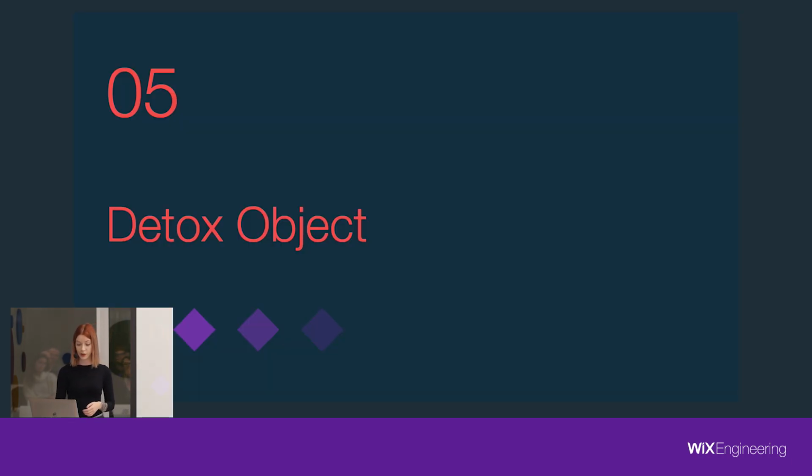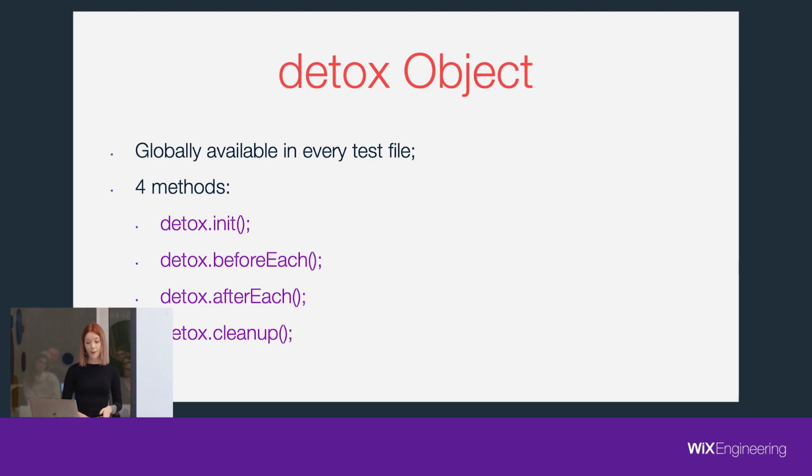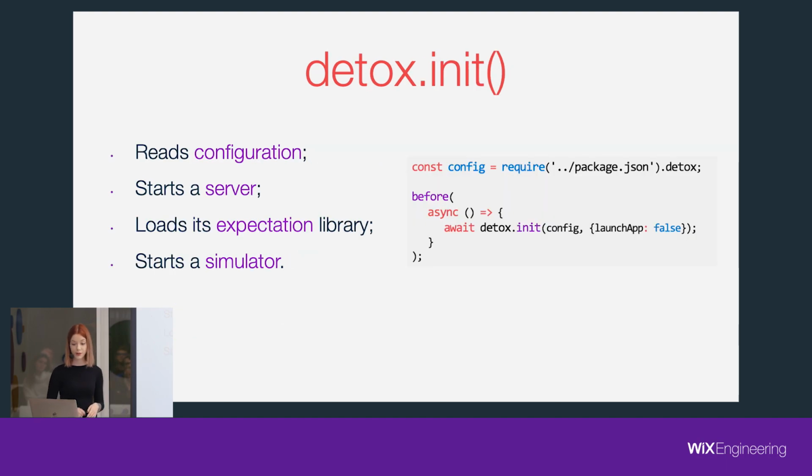So I'm going to talk about the Detox object right now. It's the object that is globally available in every test file, and it has 4 main methods. So init for initializing, beforeEach, afterEach, and cleanup. So Detox init reads the configuration that's been defined in the package.json file. It starts a server, it loads a Detox expectation library, and starts a simulator.